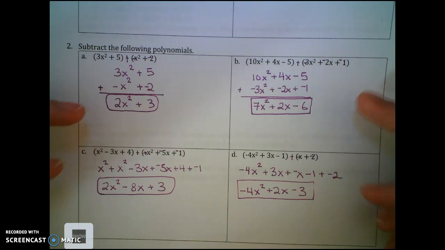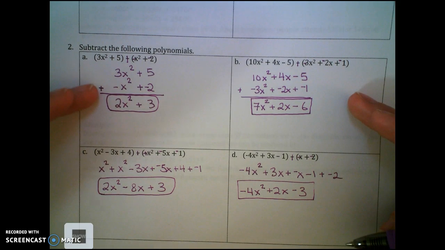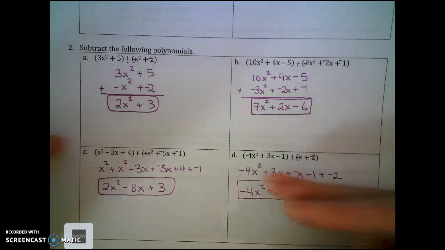So it doesn't matter which method you use, just make sure you flip the signs of your second term and then either add vertically or add horizontally.